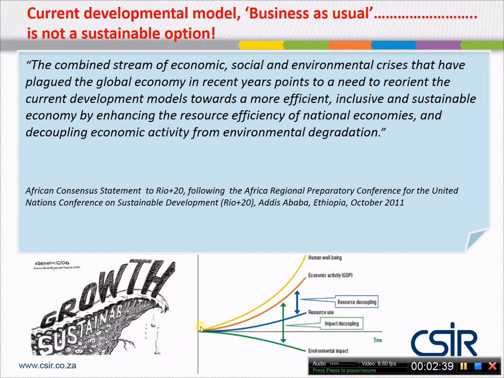Essentially, for sustainable development, we need to increase human well-being, increase human economic activity while reducing resource use and reducing environmental impact. In other words, for any successful sustainable developmental model, we need to incorporate both resource decoupling as well as impact decoupling.